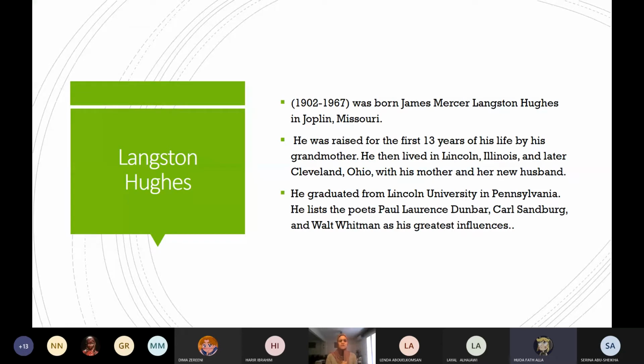So Langston Hughes was born in 1902 and he died in 1967, in Joplin, Missouri. He was raised for the first 13 years of his life by his grandmother. He then lived in Lincoln, Illinois, and later Cleveland, Ohio, with his mother and her new husband. He graduated from Lincoln University in Pennsylvania. He lists the poets Paul Laurence Dunbar, Carl Sandburg, and Walt Whitman as his greatest influences.